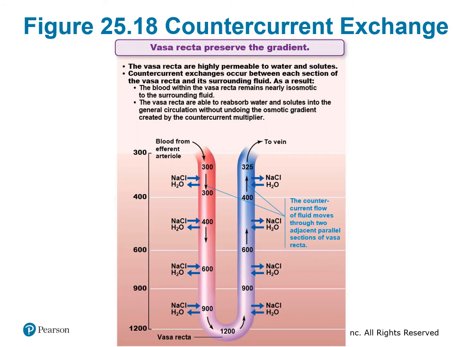We see sodium chloride and water going back and forth all the way down. Countercurrent flow of fluid moves through two adjacent parallel sections of the vasa recta. On this side, you can see the sodium chloride and water being exchanged: sodium chloride coming in, water coming out. Opposite over on this side, and it's coming up towards the vein here. Nice slide to study and redraw.